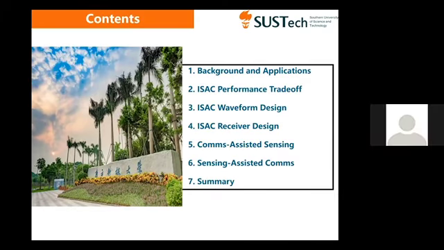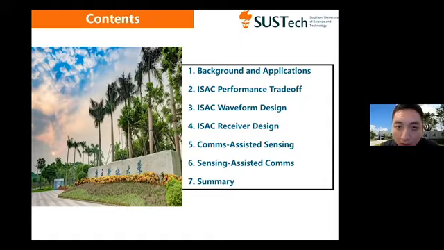And today, I'm going to overview the theoretical framework of integrated sensing and communication technology. My talk will be composed of 7 parts. First, background and applications, and then ISAC performance trade-off, ISAC waveform design, ISAC receiver design, communication-assisted sensing, and sensing-assisted communications. And finally, a summary.